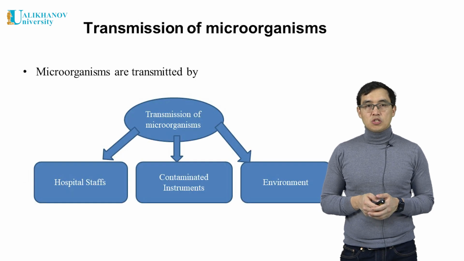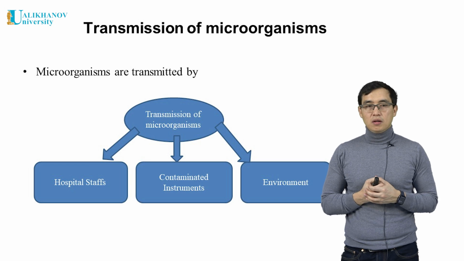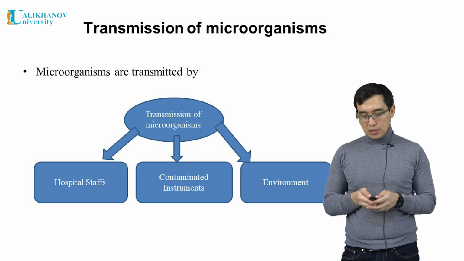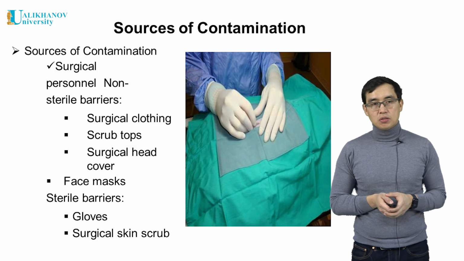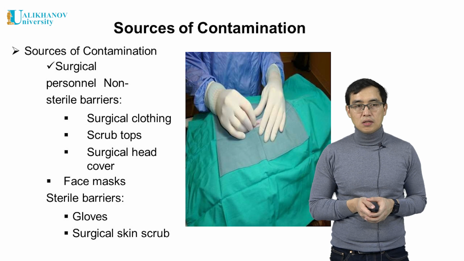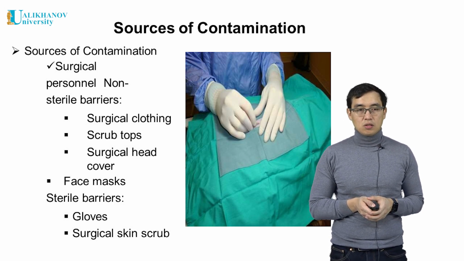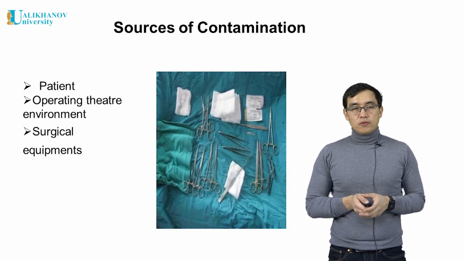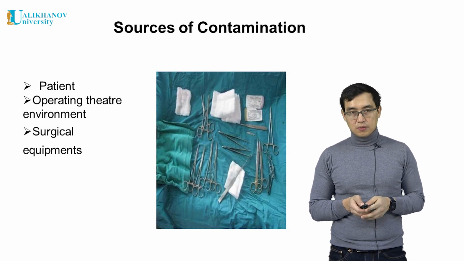Transmission of microorganisms: microorganisms are transmitted in three ways, by hospital staff, contaminated instruments, and the environment. Sources of contamination can be surgical personnel, non-sterile barriers like surgical clothing, scrub tops, surgical head cover and face mask. Sterile barriers are gloves and surgical skin scrub. Other sources of contamination are the patient, the operating theater environment, and surgical equipment.